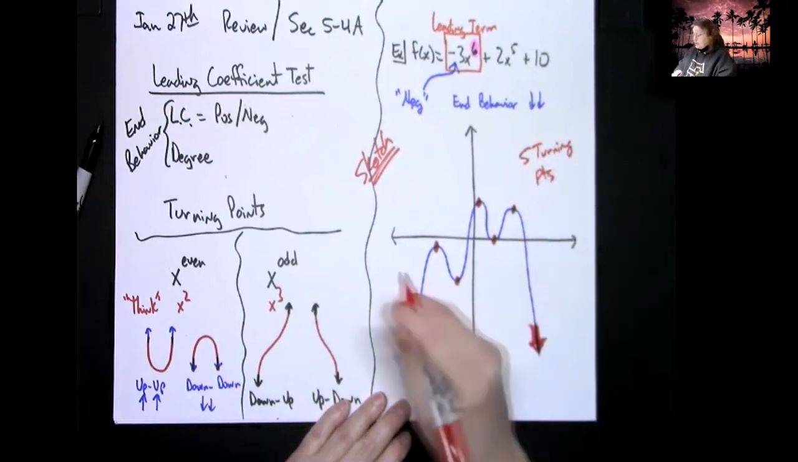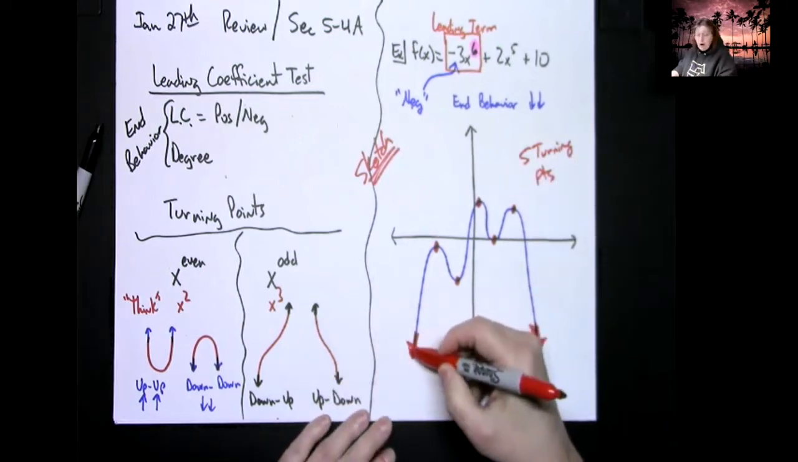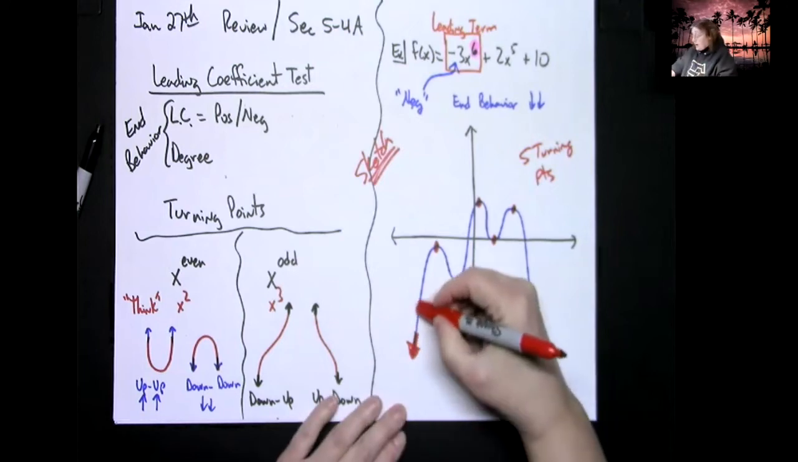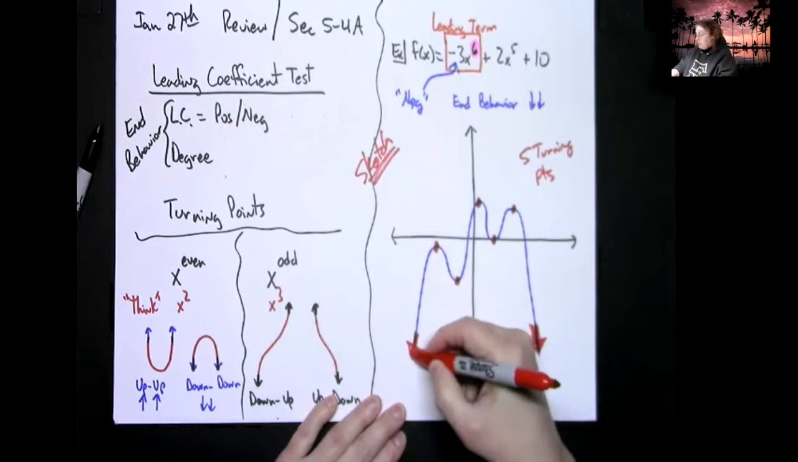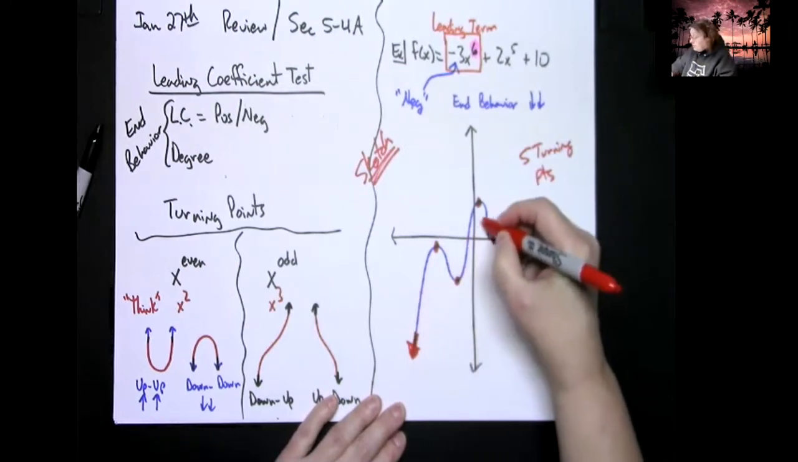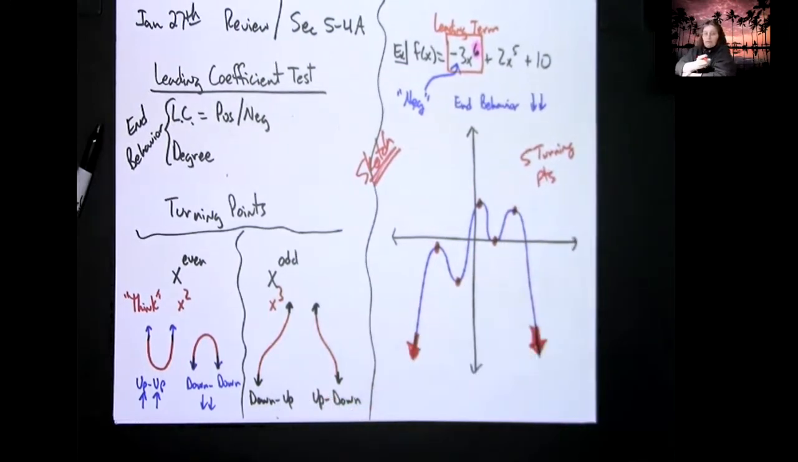Now, it's a sketch. What I don't know is, did I go up high enough? Maybe this was supposed to go up way high and then come way down, or maybe it was not supposed to go up that high. I don't know any of that kind of stuff.